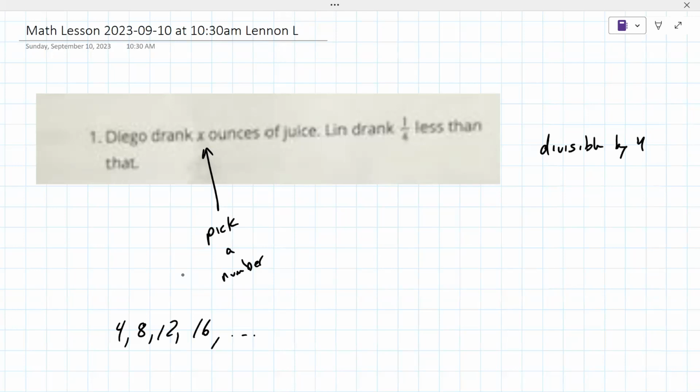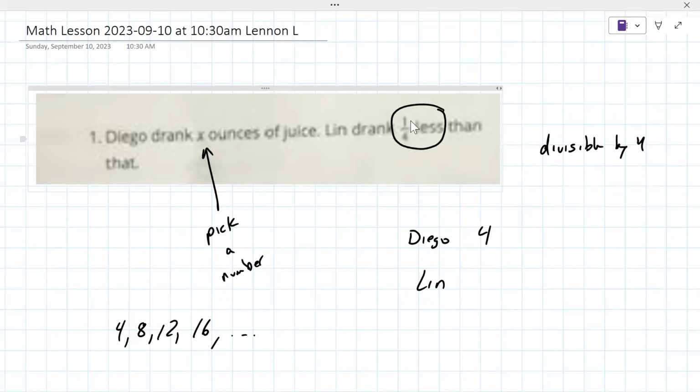You're like, all right, so let's just say Diego, and I'll just pick 4 as an example. He drank 4 ounces of juice. Lynn is 1/4 less. Now this is a little bit complicated because it's not that Lynn is drinking 1/4 of what Diego drank, it's 1/4 less. So it's almost like you had to figure out, well, what is 1/4 of this? And then subtract it from the 4 there. So what would be 1/4 of 4? Let's try that.